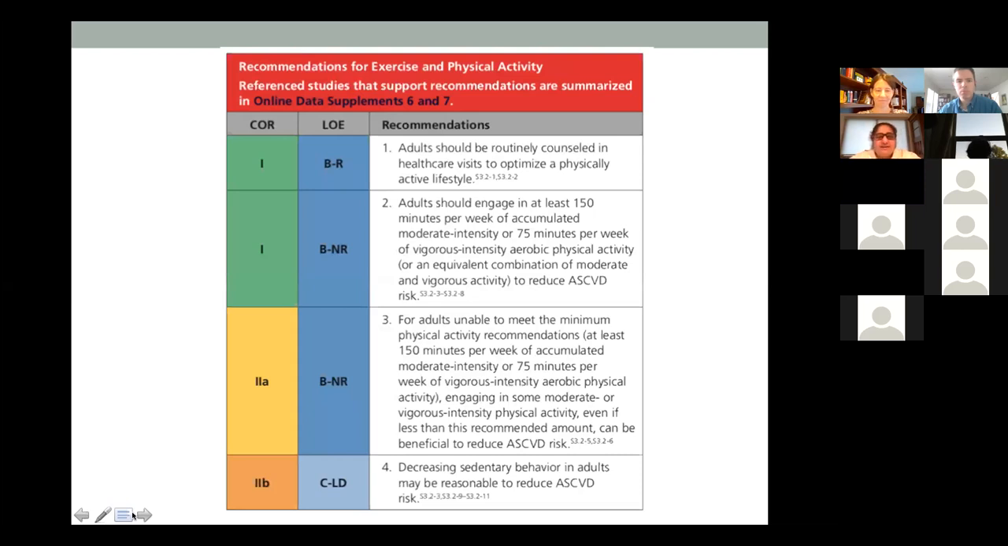And most of you know what the guidelines are, which is we should encourage people to be optimally physically active, to have a physically active lifestyle. We know that we should encourage people to have at least 150 minutes of moderate intensity or 75 minutes per week of vigorous intensive aerobic physical activity to reduce atherosclerotic cardiovascular disease risk. There's good evidence for both of that. If the patients can't do that, then we suggest being engaged in as much as they can.